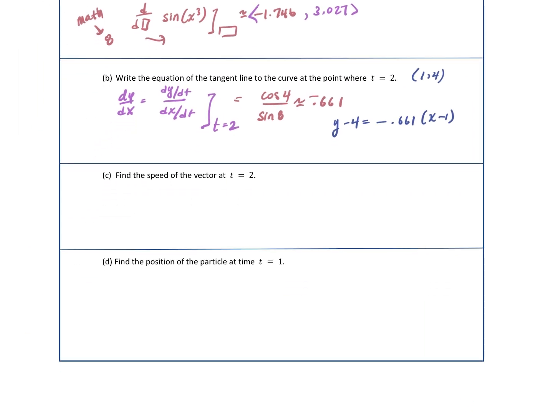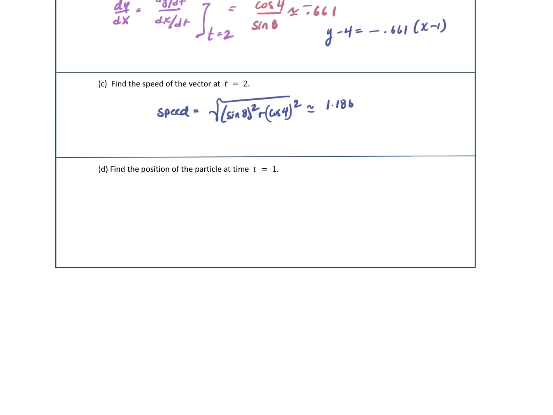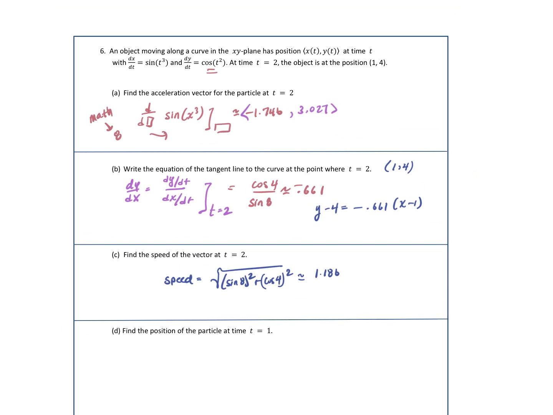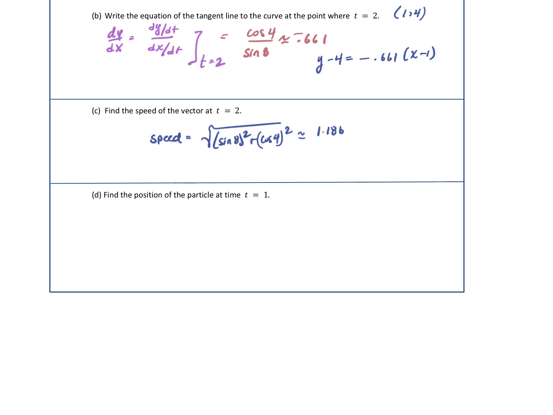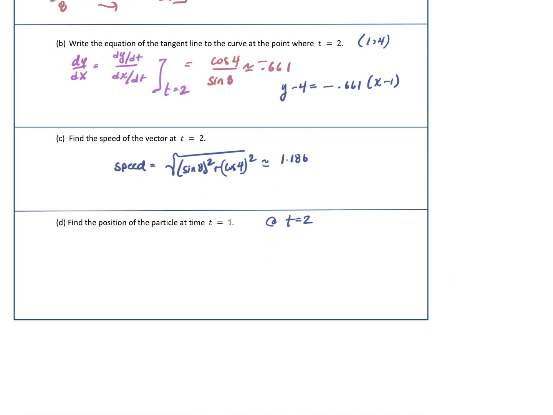Find the speed. Again, this is calculator. Just put everything into your calculator. So we've got sine of 8 squared, and then cosine of 4 squared, which is about 1.186. And the last one is find the position. They gave us an initial condition, which was at 2, the position is 1, 4.